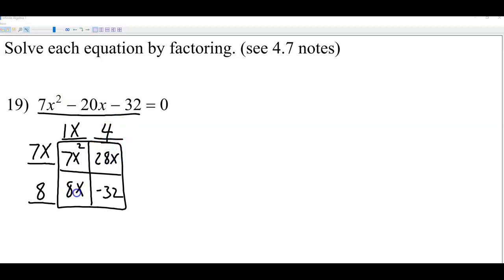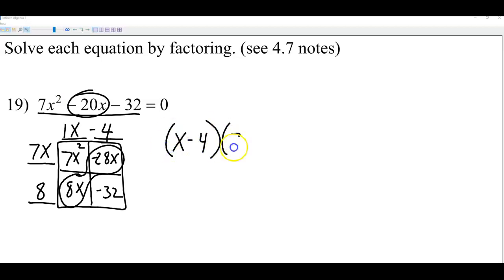And let's see if that works. Is there any way that 8 and 28 can make 20? Yes, there is. That would happen if the 28 was negative here. So that means the 4 is negative. And by factoring it now, I've got x minus 4 from the top, and I have 7x plus 8 from down the side. But we're going to go further than we did last time when we factored, because they want us to solve for x.